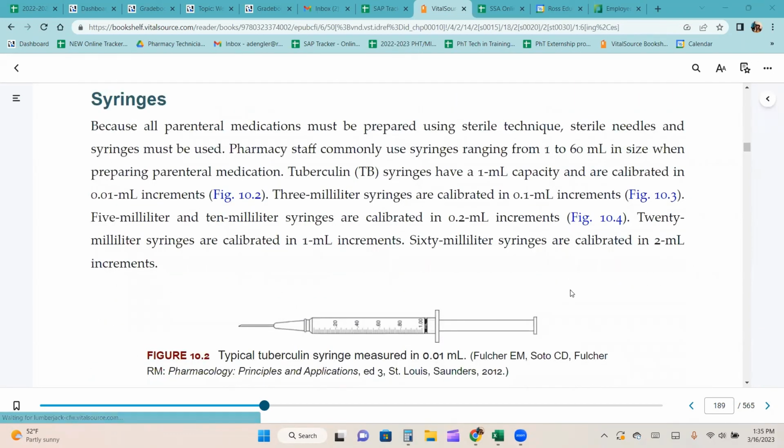Because all parenteral medications must be prepared using sterile technique, sterile needles and syringes must be used. Pharmacy staff commonly use syringes ranging from 1 to 60 ml in size when preparing parenteral medications. TB syringes have a 1 ml capacity and are calibrated in 0.01 milliliter increments. 3 milliliter syringes are calibrated in 0.1 milliliter increments, and 5 milliliter and 10 milliliter syringes are calibrated in 0.2 milliliter increments. 20 milliliter syringes are calibrated in 1 ml increments, and 60 milliliter syringes are calibrated in 2 ml increments.